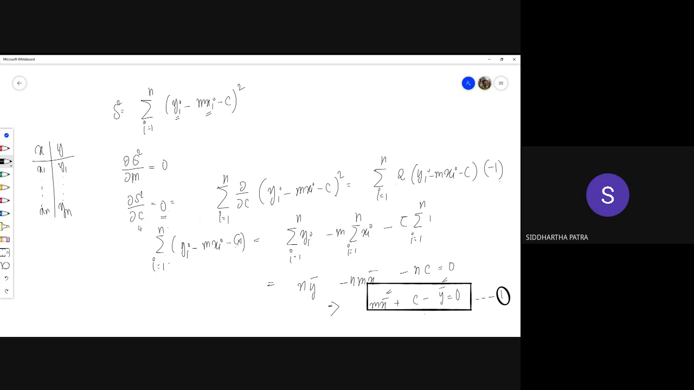There is a reason I chose to do the one with c first, because that turns out to be simpler. Now again, the first part is very similar.